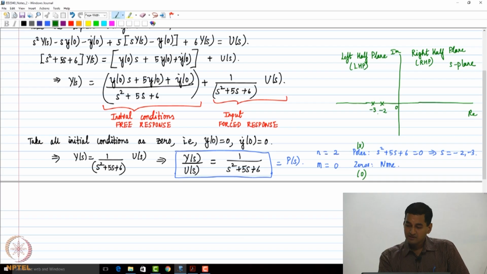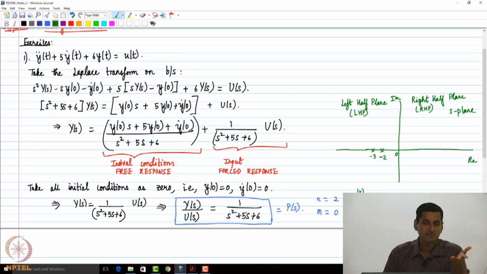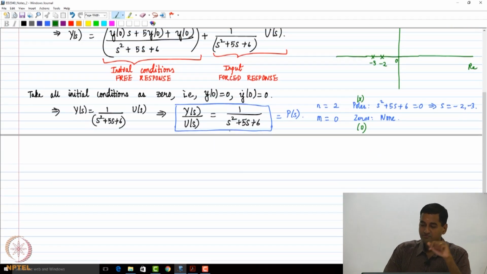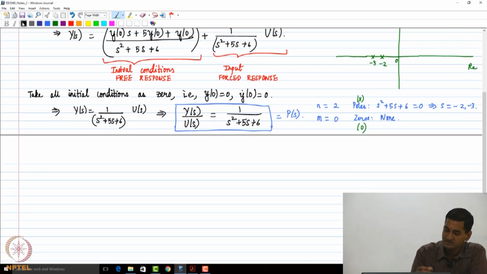Now if you look at the transfer function of the system, the order of the transfer function is 2 because the denominator polynomial is of order 2, and the order of the system is also 2. That is something we have already looked at: the order of the denominator polynomial is the same as the order of the system. Now we will calculate the unit step response of the system.